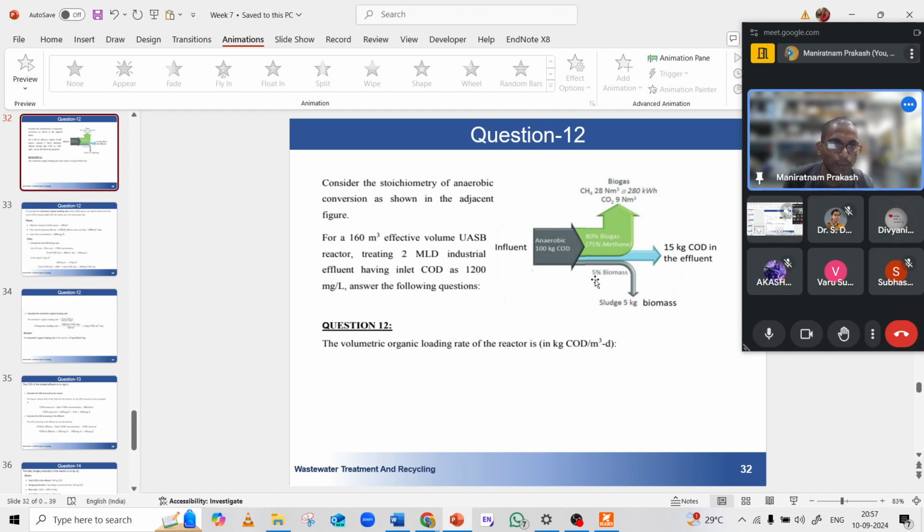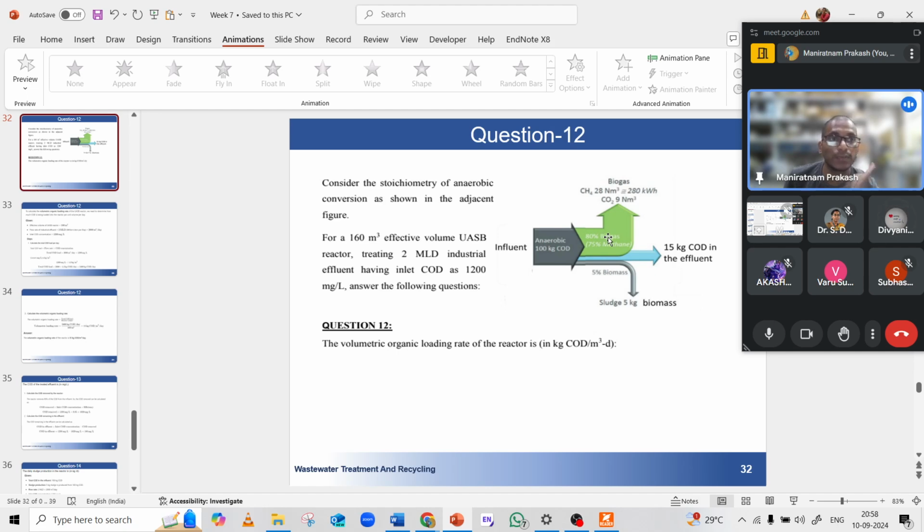Suppose instead of saying that 100 kg biomass has been produced, some other data is given. Suppose instead of 5%, it says that this much kg of biogas is produced per kg of biomass. Then in the question it must be written, there will be some third data given to you that can be interpolated, and you can find out the percentage and all these things.